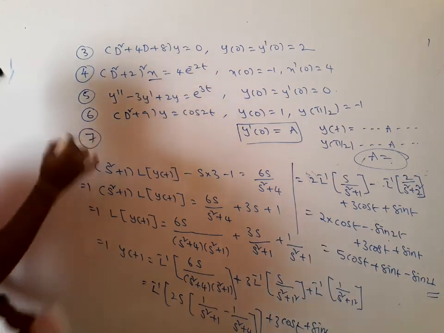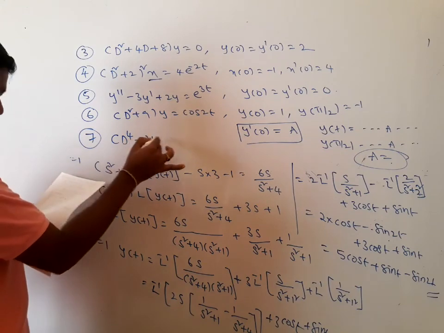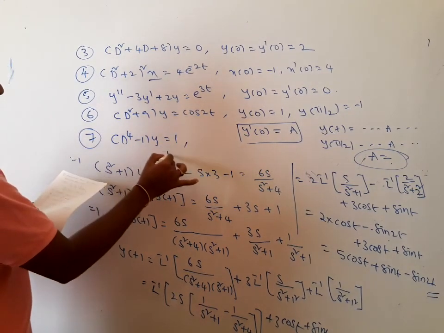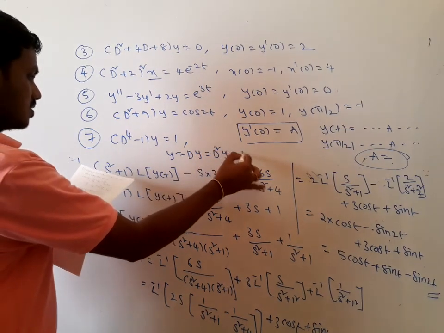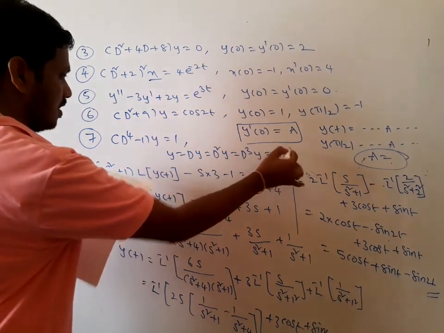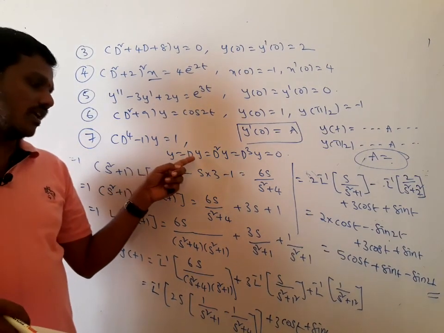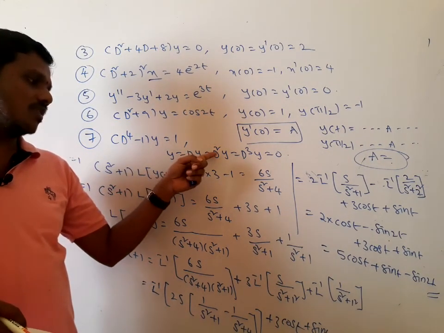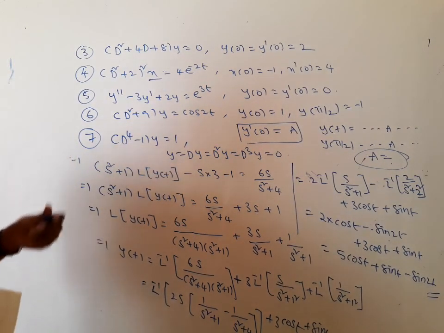Next, (D to the power of 4 minus 1) y is equal to 1. Yes, y is equal to dy is equal to d square y is equal to d cube y is equal to 0. What is the meaning here? y of 0 is equal to 0, y dash of 0 is equal to 0, y double dash of 0 is equal to 0, y triple dash of 0 is equal to 0. Right? From this, you try to solve these problems.